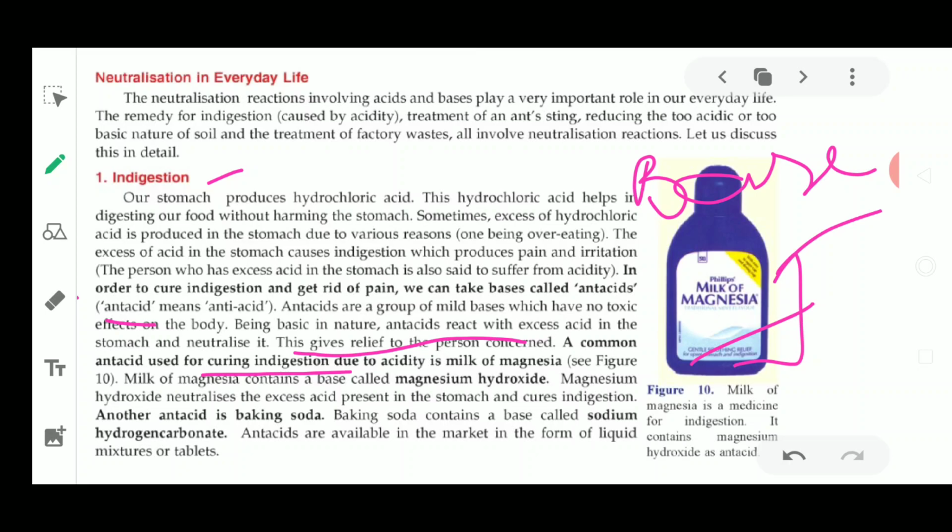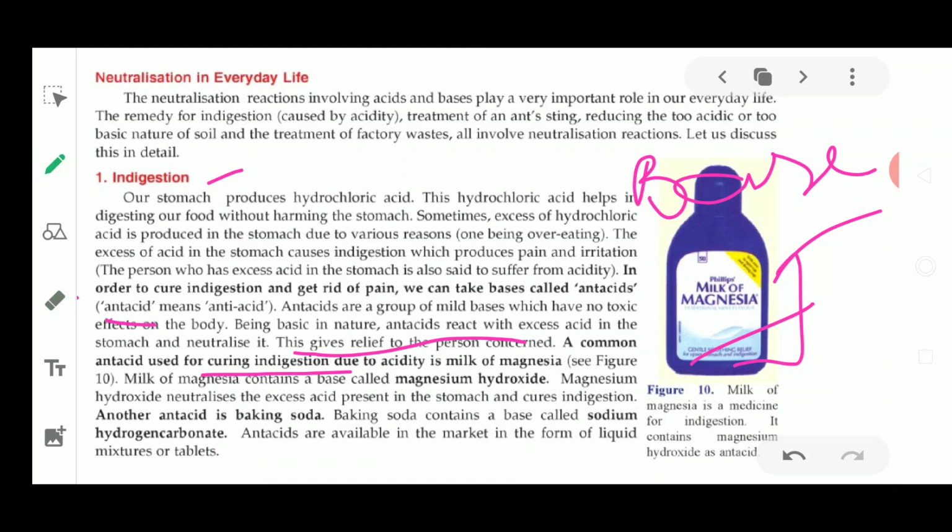Another antacid is baking soda. So this baking soda also acts as an antacid. This is the major component of ENO. This is known as sodium hydrogen carbonate. So sodium hydrogen carbonate is used in your homes also as baking soda.